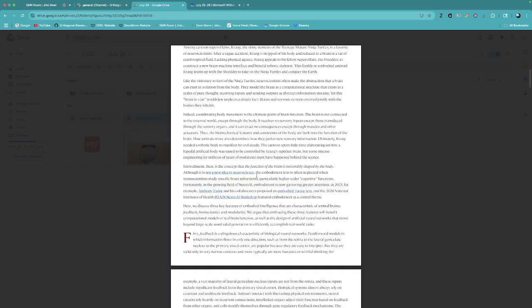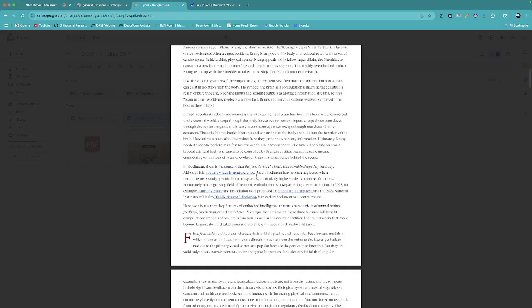Embodiment then is a concept that the function of the brain is inexorably shaped by the body. The embodiment lens is often neglected when neuroscientists study specific brain subsystems, particularly higher order cognitive functions. But in the growing field of NeuroAI, embodiment is now garnering greater attention.